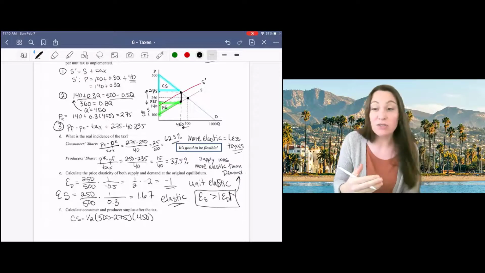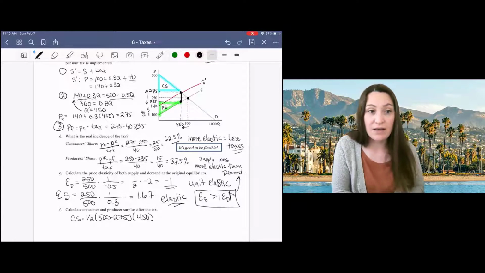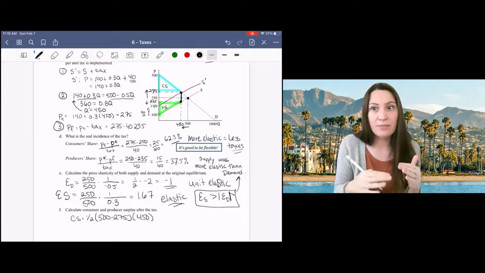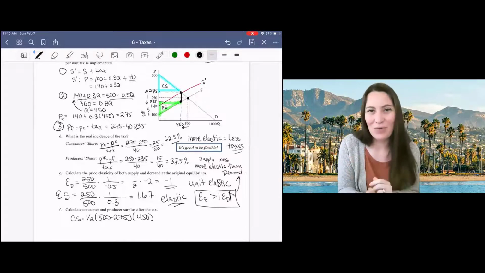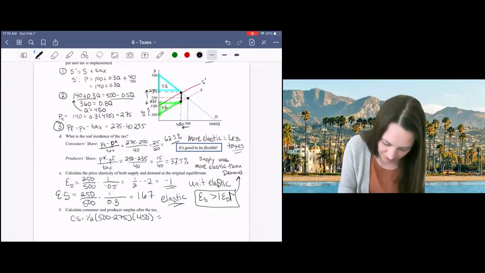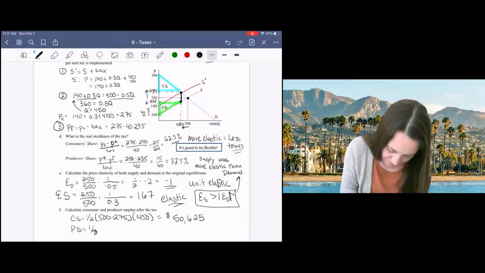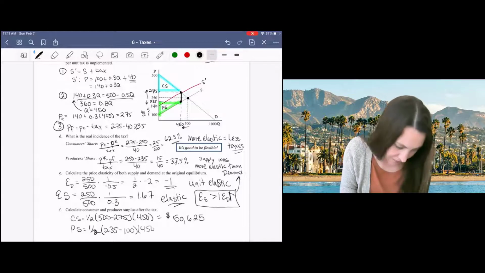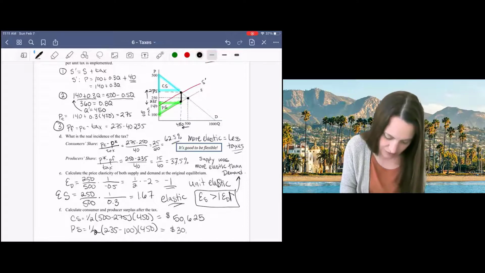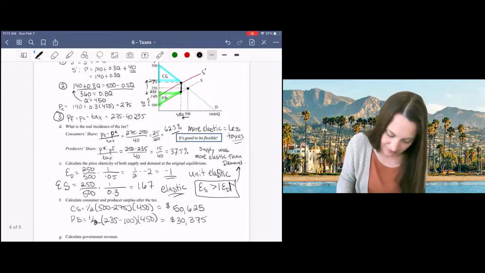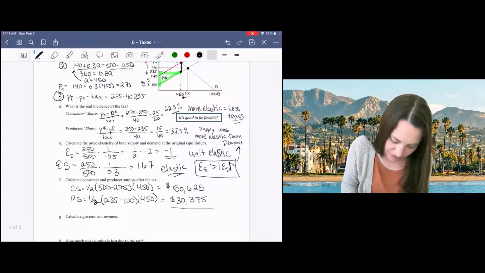And you can see that both consumer and producer surplus here are decreasing because the quantity has gone down and the price for consumers has gone up while the price for the firms has gone down. So nothing good is happening here for either consumers or producers. And you plug that into your calculator, you'll see that consumers have a surplus of 50,625, and then producers have a surplus of 30,375.